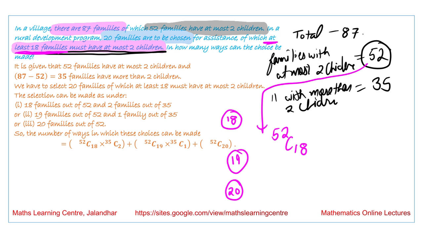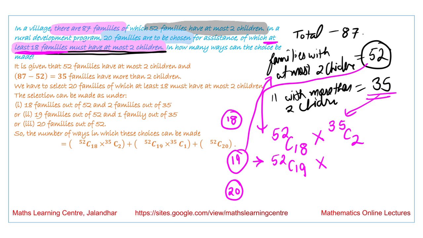So when we are talking about the first case, we get 52C18 into the 2 remaining families to be selected out of the 35, so 35C2. Second, when 19 are chosen with at most 2 children, it is 52C19 into 35C1. And in the last case, 20 families should have at most 2 children, so the answer we have is 52C20 into 35C0.